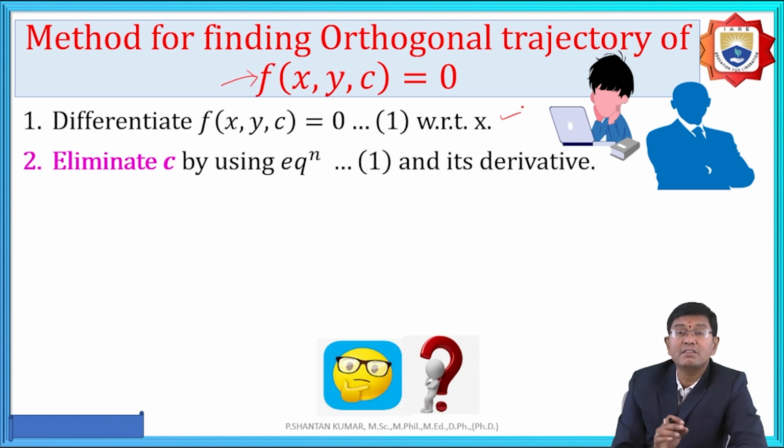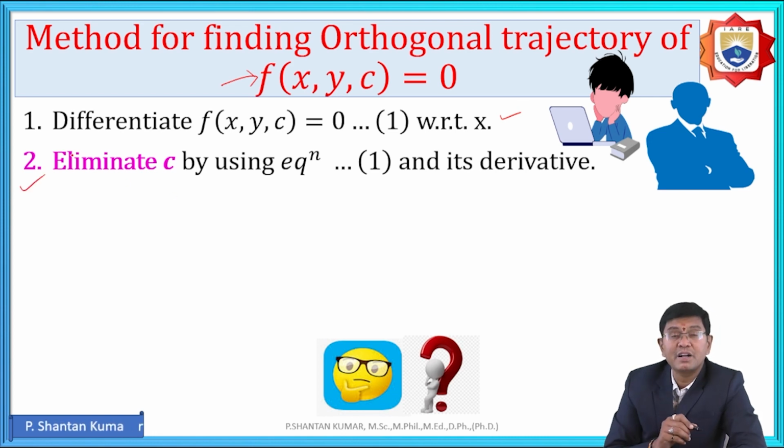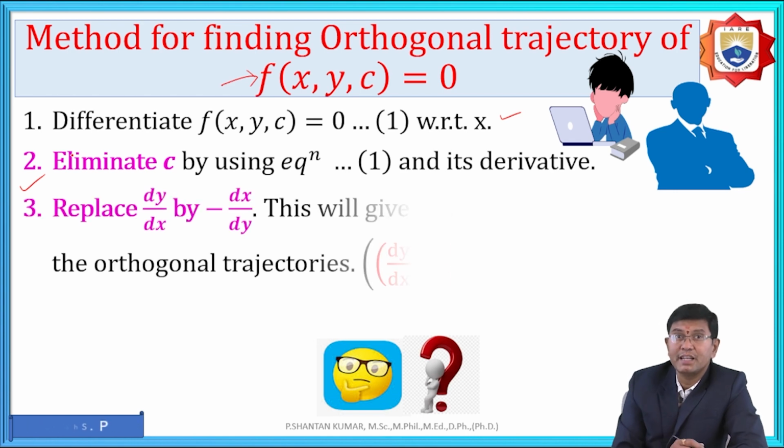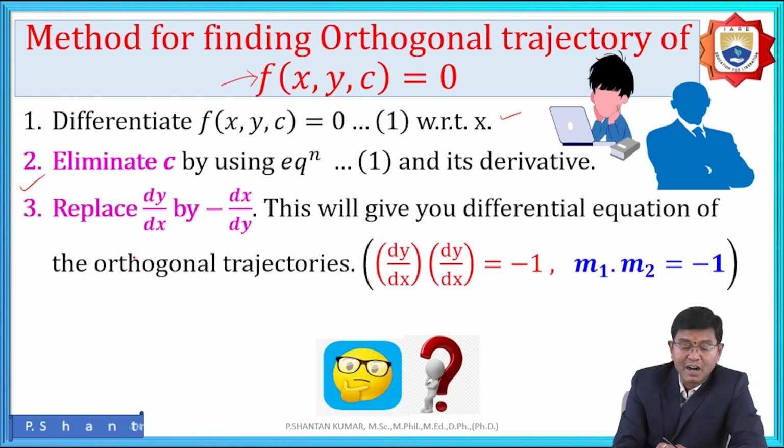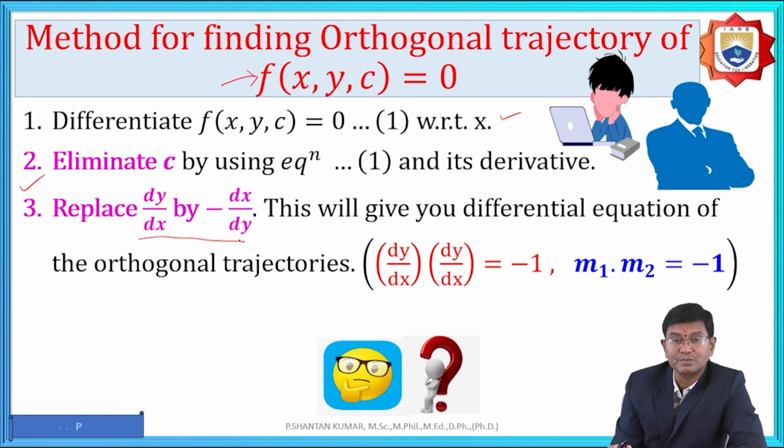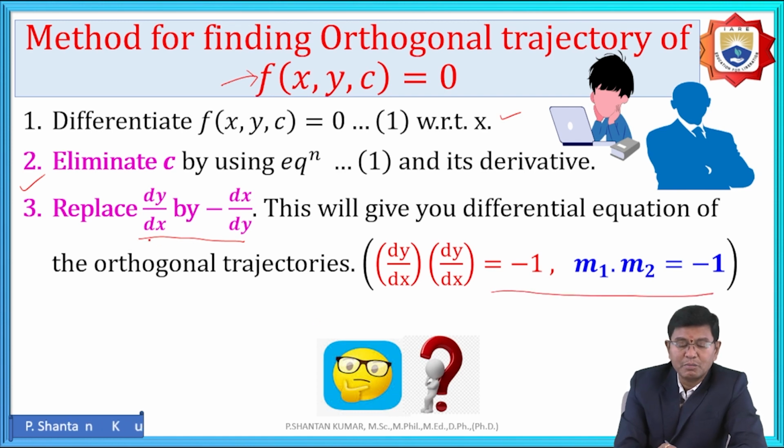That means the equation contains only one arbitrary constant. We eliminate the arbitrary constant by using the derivative one time, and after eliminating it, we obtain the equation in terms of dy by dx. Therefore, after getting dy by dx, we need to replace it for the orthogonal trajectory. As we know, m1 m2 is equal to minus 1. That means we need to replace dy by dx with minus dx by dy.